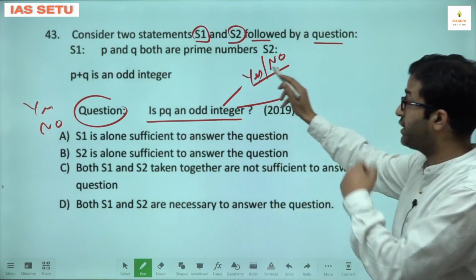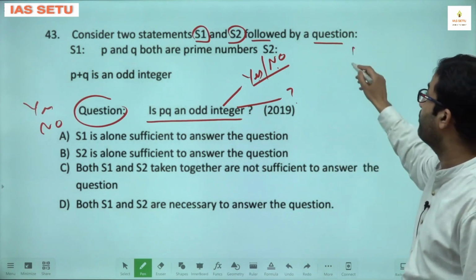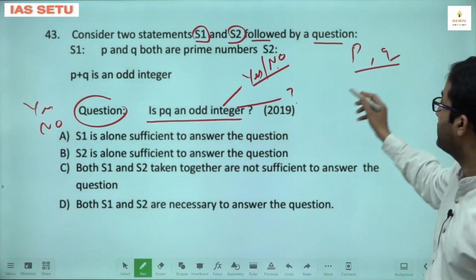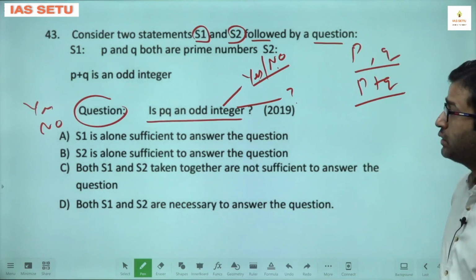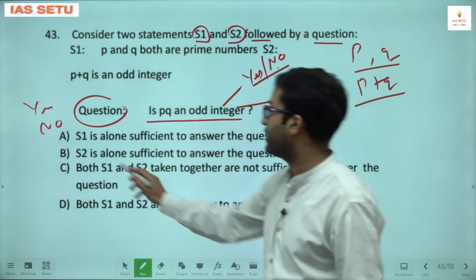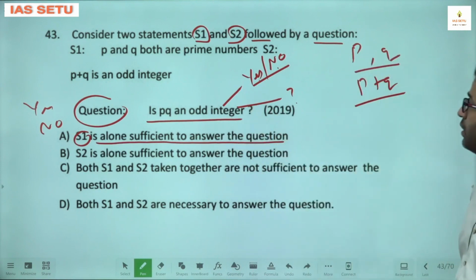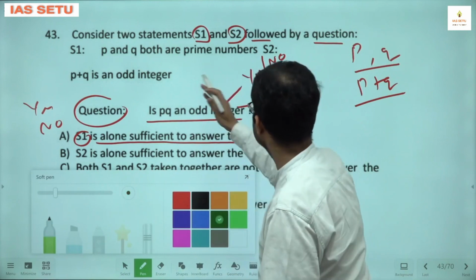So it is given p and q both are prime numbers and p plus q is an odd integer. Okay. Statement 1 alone is sufficient to answer the question?